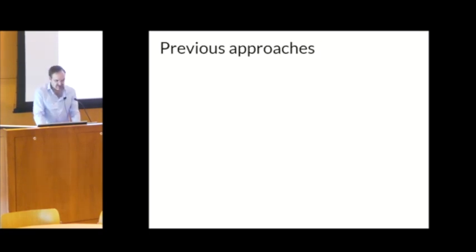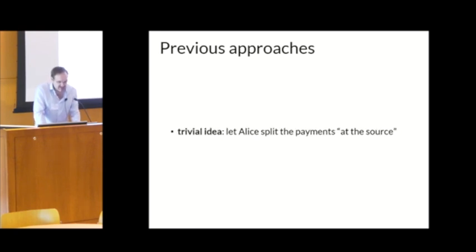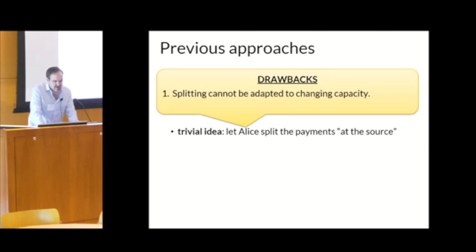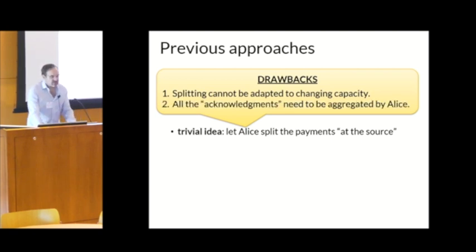So the previous approaches of splitting payments were a trivial idea. Basically, what I presented to you on the previous slide is split payments at the source. So we ask Alice to split the payments and then make all the payments independently. And it has a drawback: the splitting cannot be changed adaptively depending on the capacity that may change in the network. And when Alice later wants to show a receipt of her money being transferred, she needs to aggregate it herself. And also, if there are conflicts between the parties, then it's not really clear how to aggregate these receipts.